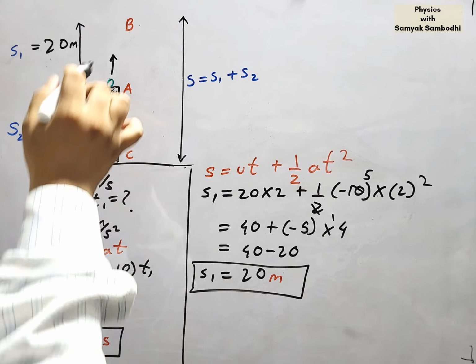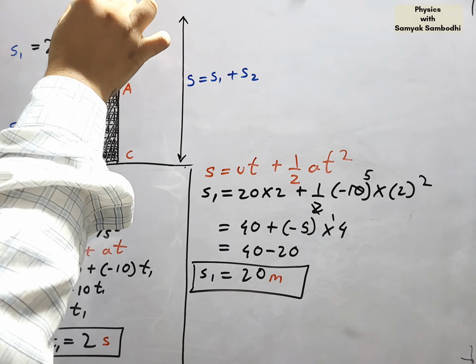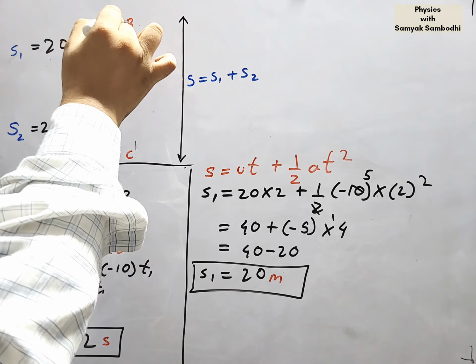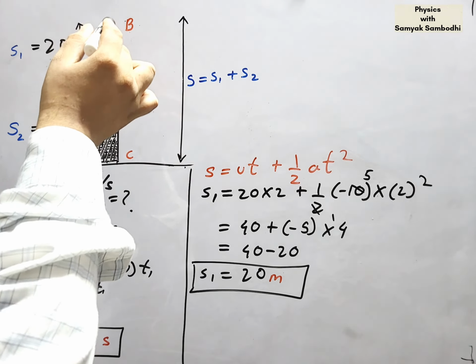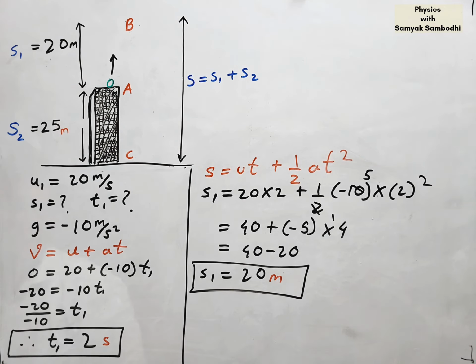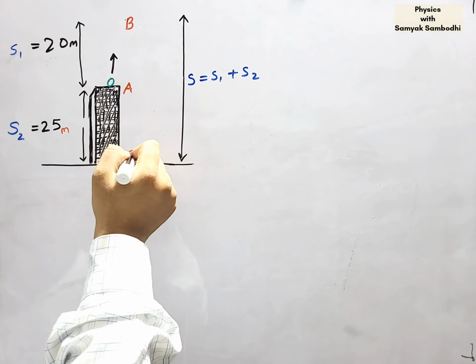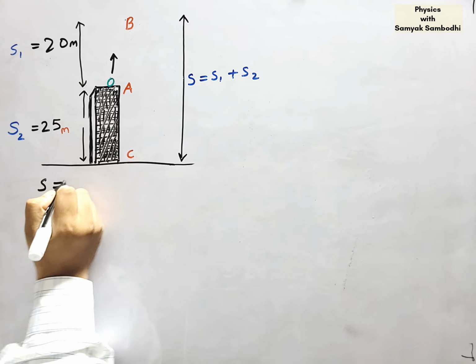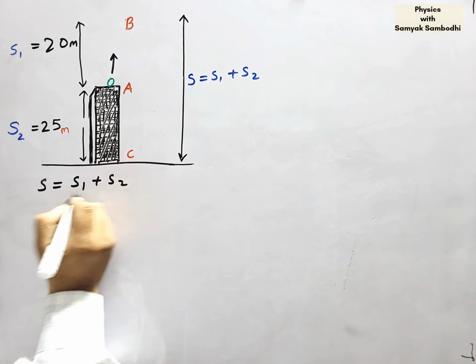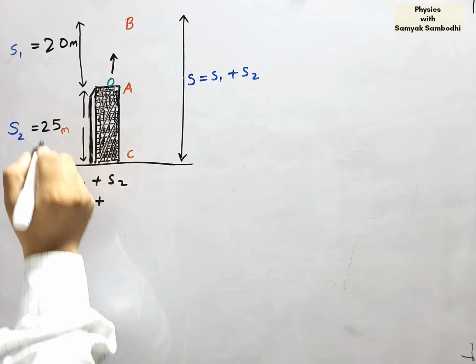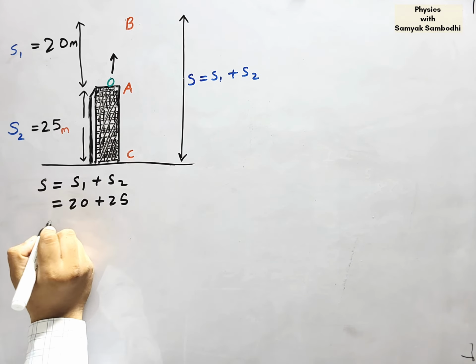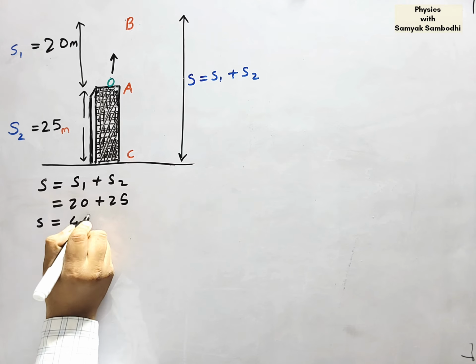Now after attaining 20 meters, the ball will fall down towards the ground. That is, it will travel from B to C. And we are going to calculate the time taken to travel from B to C. Now the total distance from B to C, that is total height, s is equal to s1 plus s2, is equal to s1, which we have found out as 20, plus s2, which is already given as 25 meters. So s is equal to 45 meters.